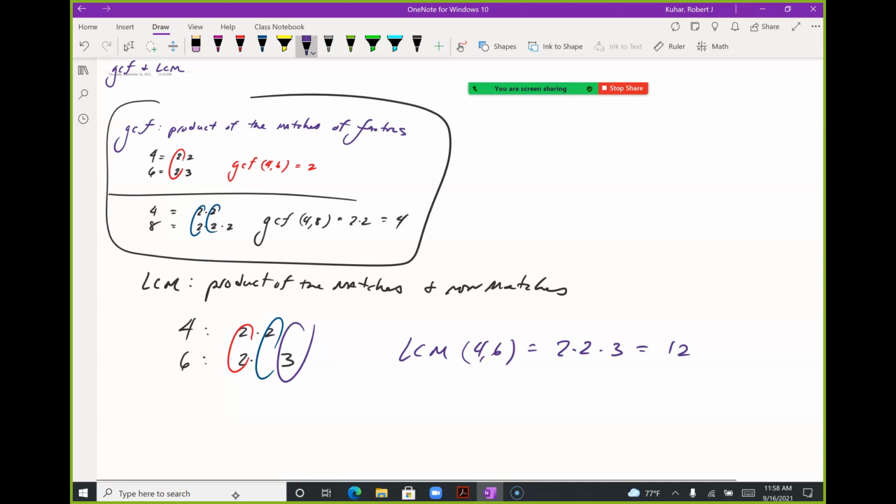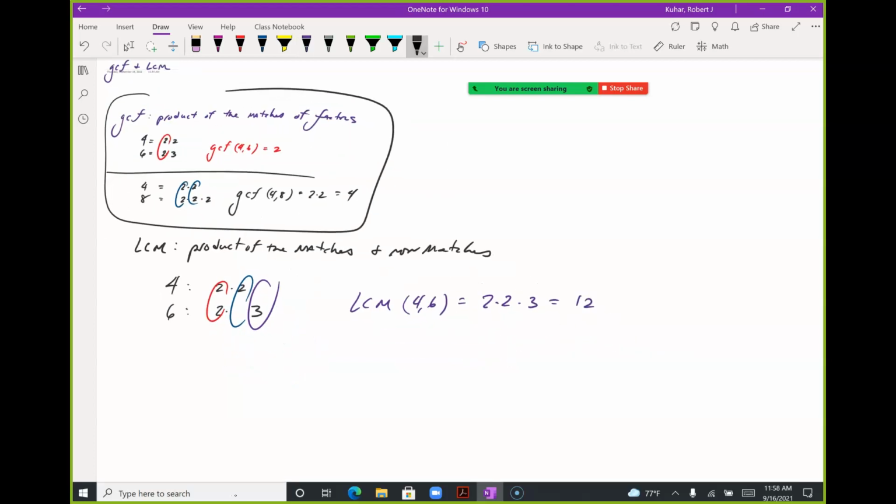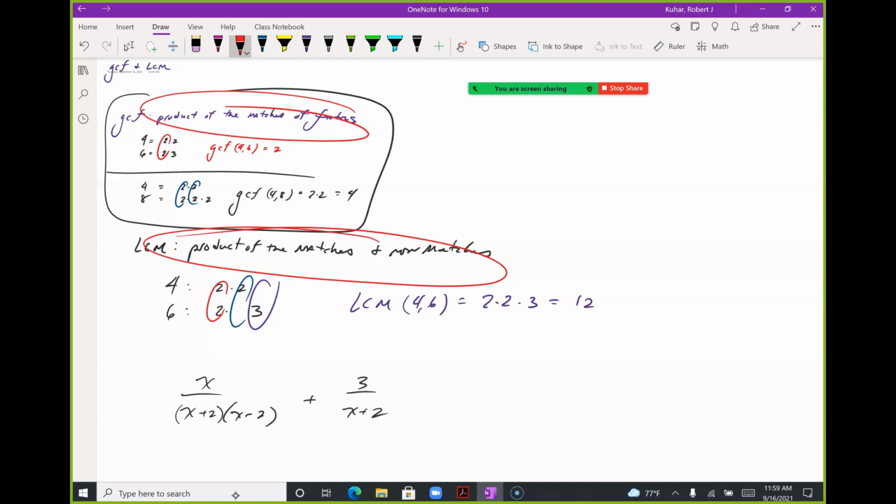And believe it or not, I've taught college students this. Sometimes we'll have a fraction like x over x plus 2 times x minus 2, plus 3 over x plus 2, and I have to get a GCF of this. So I go all the way back to this second, third grade piece and use this language. Product of the factors, the matching factors or the matching and non-matching factors.